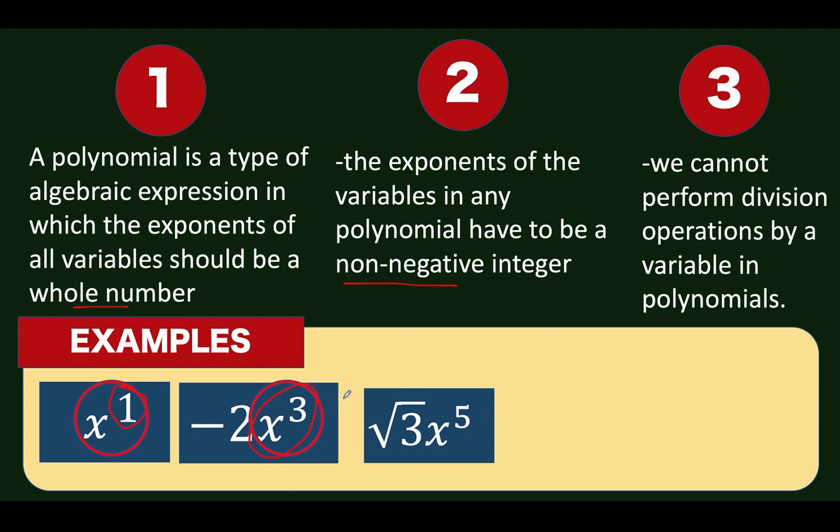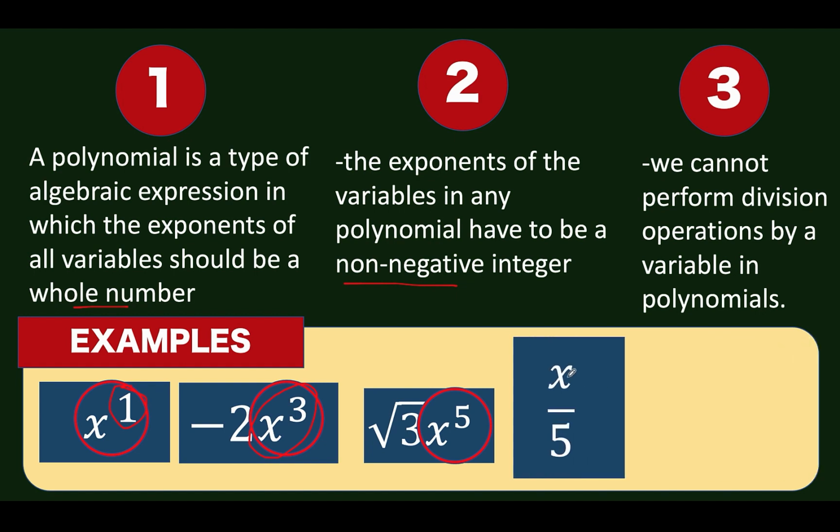Next, square root of 3 times x to the fifth. Again, we are looking at the variable raised to the exponent. The exponent is a whole number, the exponent is non-negative, and there is no variable in the denominator. Therefore, this is considered a polynomial. Next, x to the fifth over 3. Again, the exponent is a whole number, it's a non-negative integer, and even though there is a division operation here, this division is by a constant. Therefore, this is still considered a polynomial. But when the denominator is a variable, that is when we say it is no longer a polynomial. So all of these are polynomials.